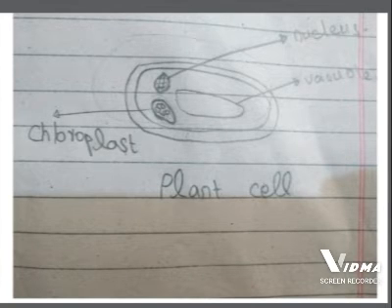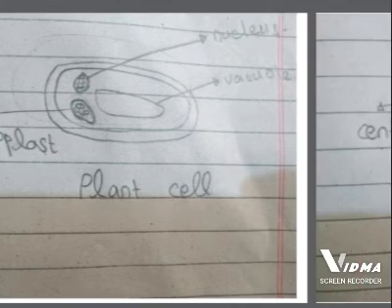This is the diagram of plant cell, in which we can see that a single large vacuole is present in the mid of the cell. That's why the nucleus is present toward the periphery of the cell, and it also contains the chloroplast. Due to the presence of the chloroplast, the plant cell is able to prepare its own food. Chloroplast is also called the kitchen house of the cell, because in chloroplast the food is prepared.